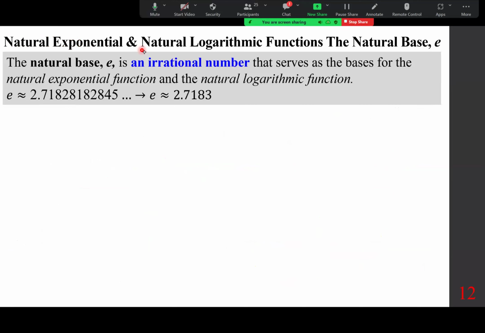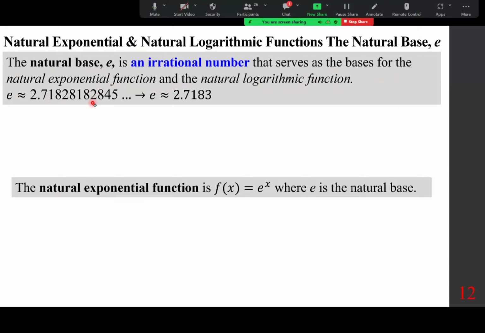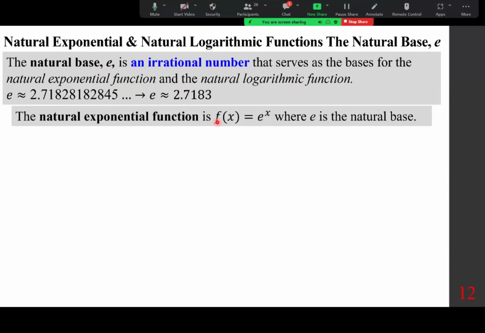Natural exponential and natural logarithmic functions. We've already discussed the base e, the natural base e. So recall, the natural base e is an irrational number that serves as the basis for the natural exponential function and the natural logarithmic function. e is almost 2.7182. It continues indefinitely. It's an irrational number. A natural exponential function: f of x equals e to the power of x, where e is the natural base.